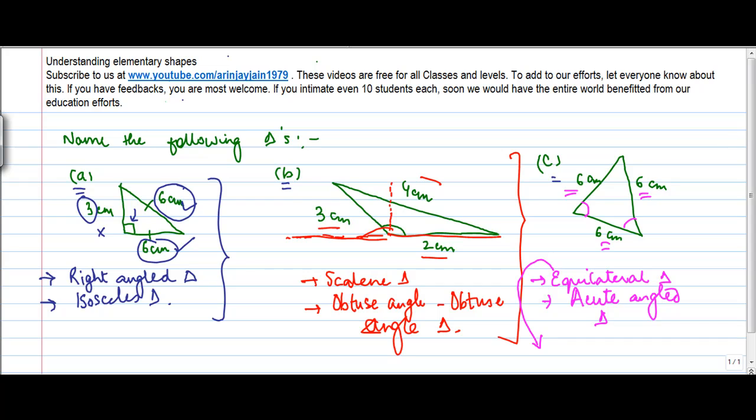There's an interesting property of equilateral triangle which you will learn somewhere later on, which is that in an equilateral triangle, when all the three sides are equal, each angle is equal to 60 degree. And if this be the case, then 60 degree is definitely less than 90 degree, which is a right angle, which also corroborates the fact that this is an acute angled triangle.